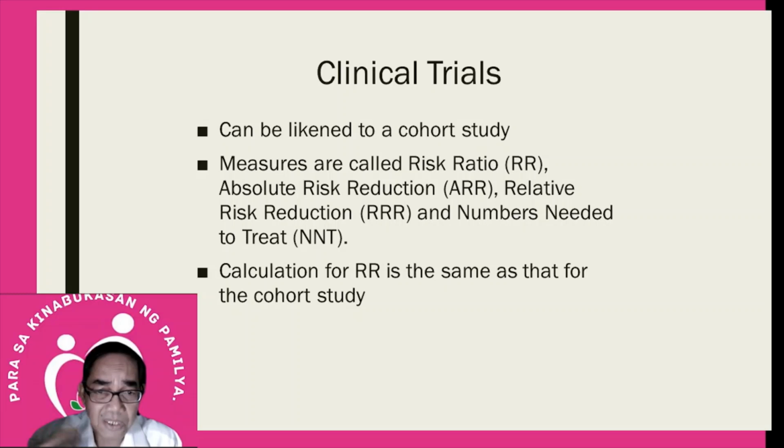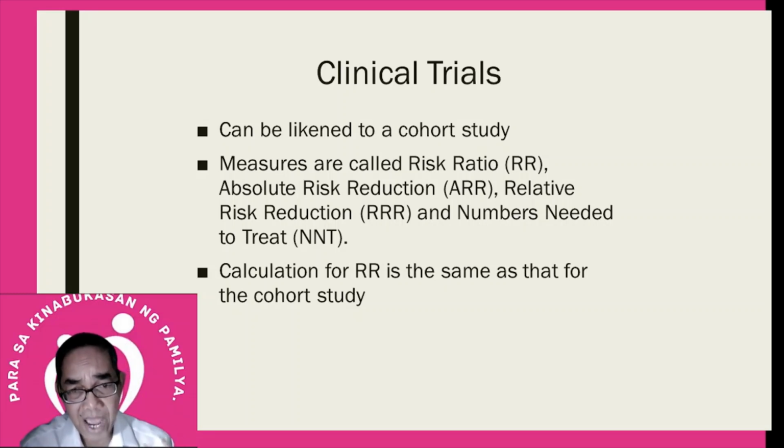And because it is likened to a cohort study, you will note that the measure is risk ratio, very much like a cohort study, but then we have an absolute risk reduction, which is again akin to attributable risk. Later on, we'll show that to you. The relative risk reduction, and the number needed to treat, and then the number needed to harm are other measures that we calculate in a clinical trial. And the calculation for the risk ratio is the same as that for a cohort study.